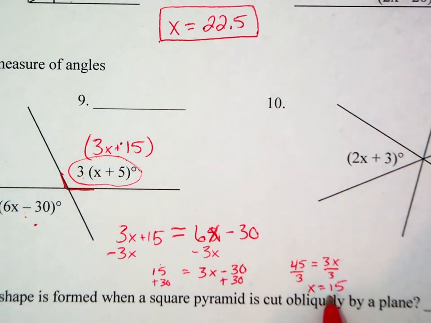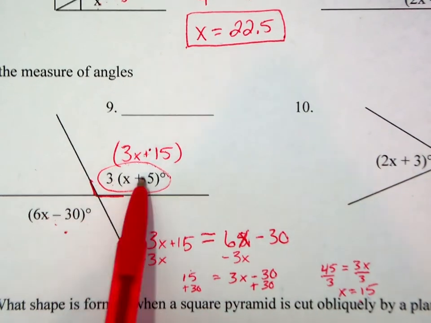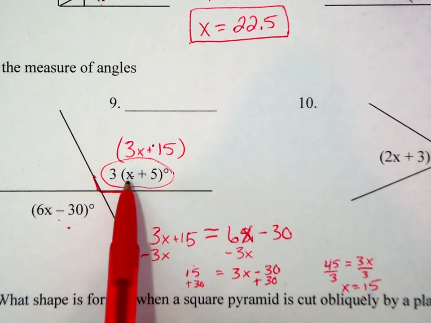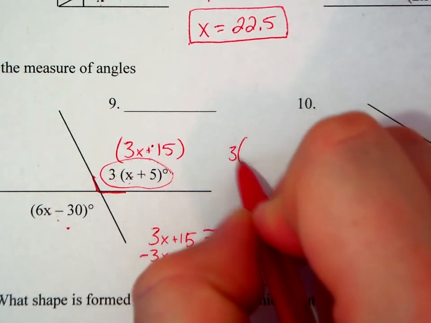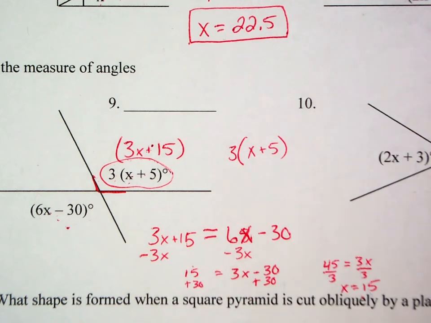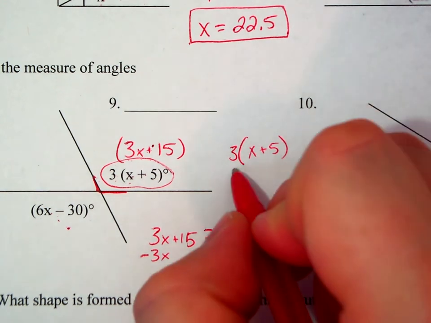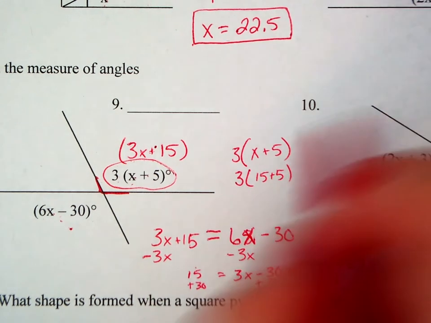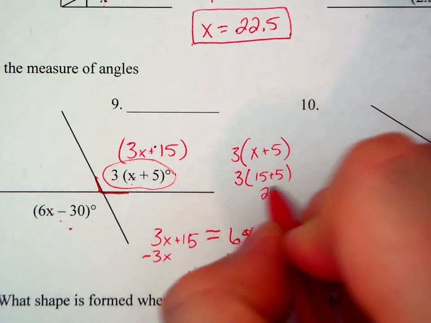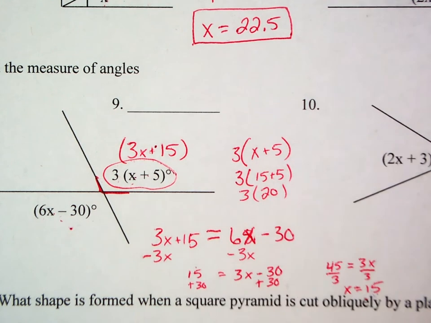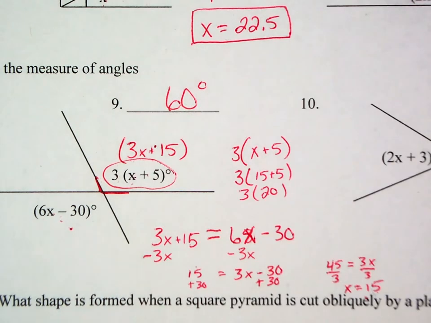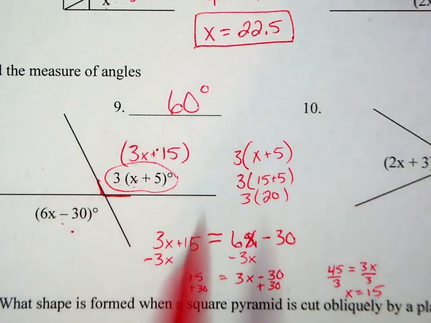Well, now that I know the value of x, and we're given some expressions with x, I can find out my solution. Because I'm going to plug x into this expression right here. 3 times x plus 5. Well, we just said x is 15, so 3 times 15 plus 5. 15 plus 5 is 20. So 20 times 3 would be 60 degrees. Since I have vertical angles, both of my angles are going to have the same value of degree.